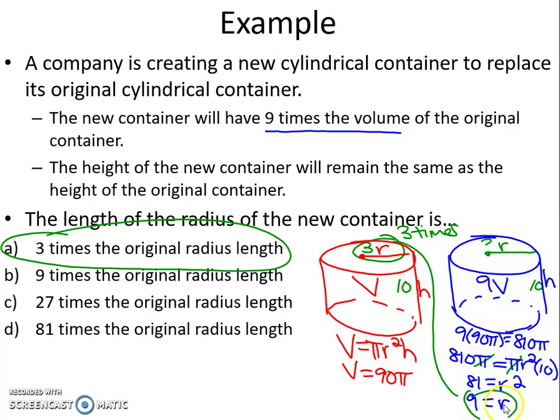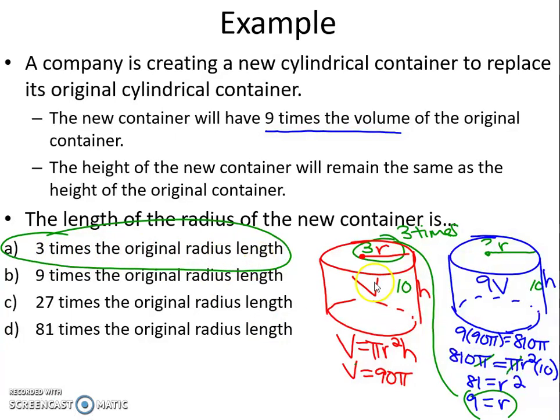So we're going to write r is 81. I mean, r squared is 81. So r is 9 because the square root of 81 is 9. So 9 will be the new radius. Then that's 3 times, because 3 times 3 is 9. So the answer is 3 times the original radius length.